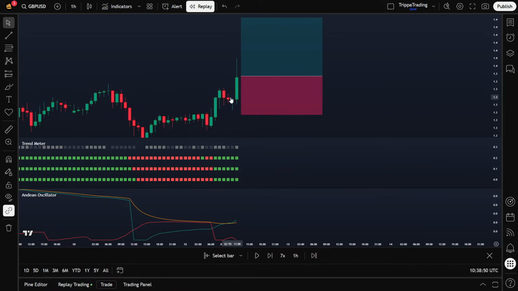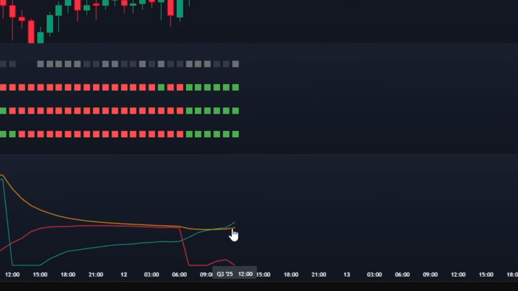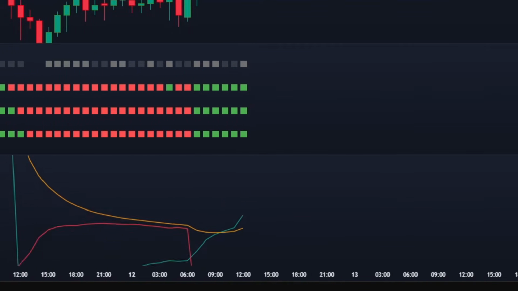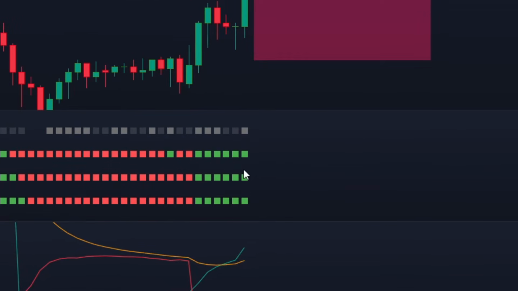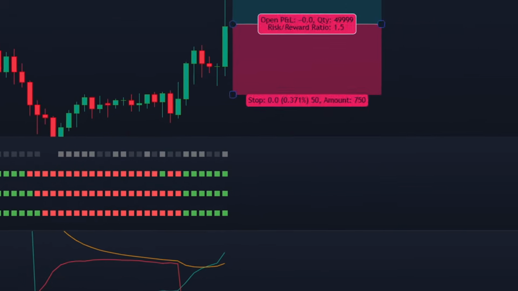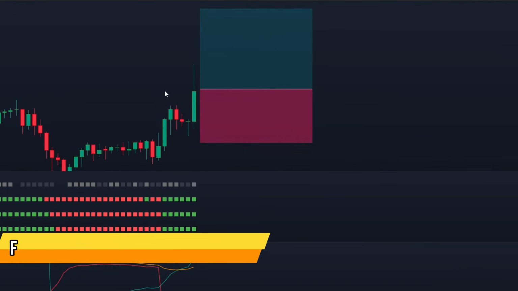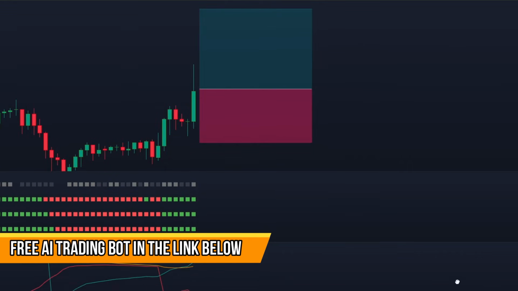So right here, we can see the green line crosses above red, then orange, confirming trend strength. The EMAs turned green, and the stochastic RSI flips to light gray, perfect alignment. So all the conditions are fulfilled, and we can open a buy trade here.